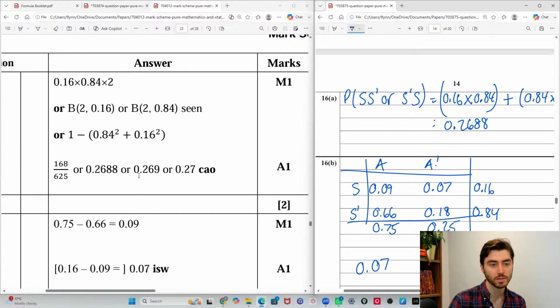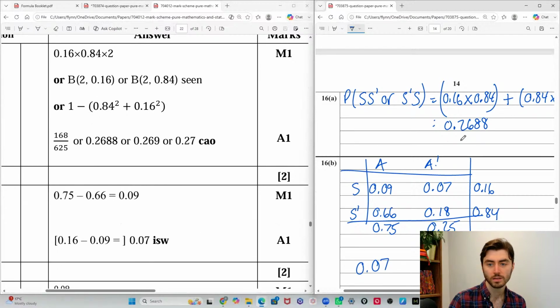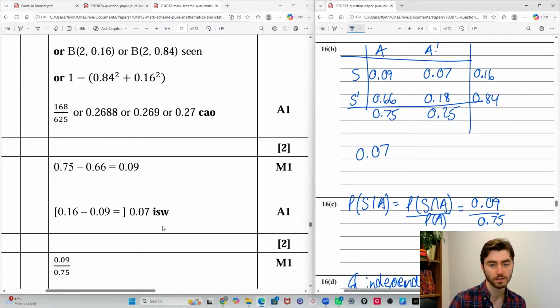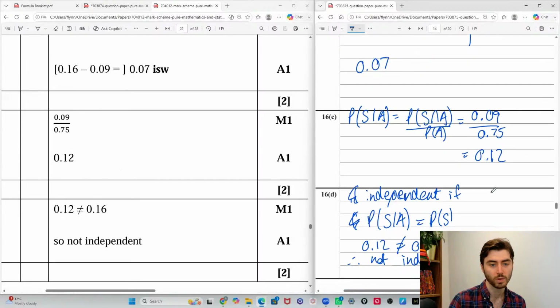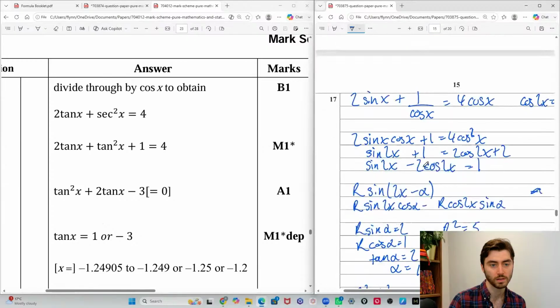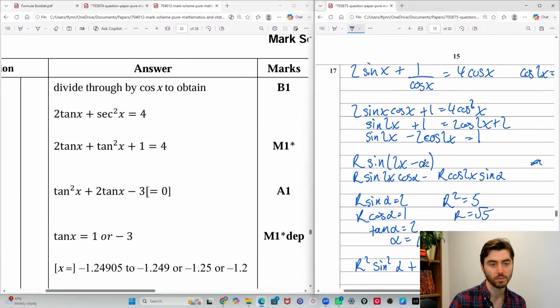Now I'm on to 16, 2.688, 0.07. 0.12. These are not the same, so not independent. Good. Divide through by cos.